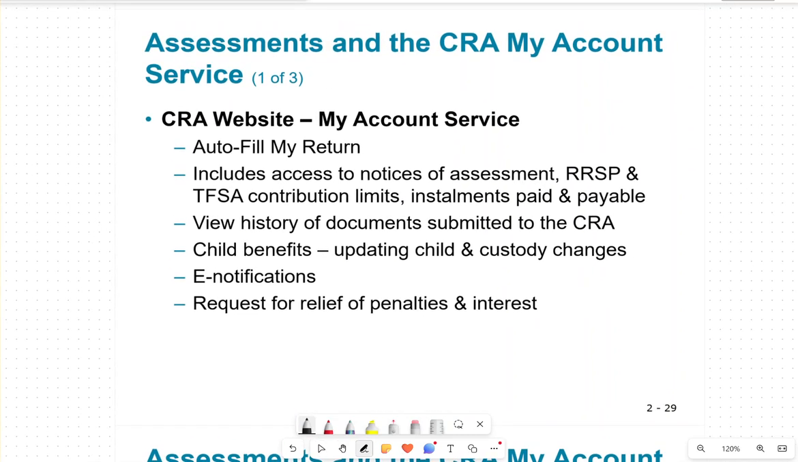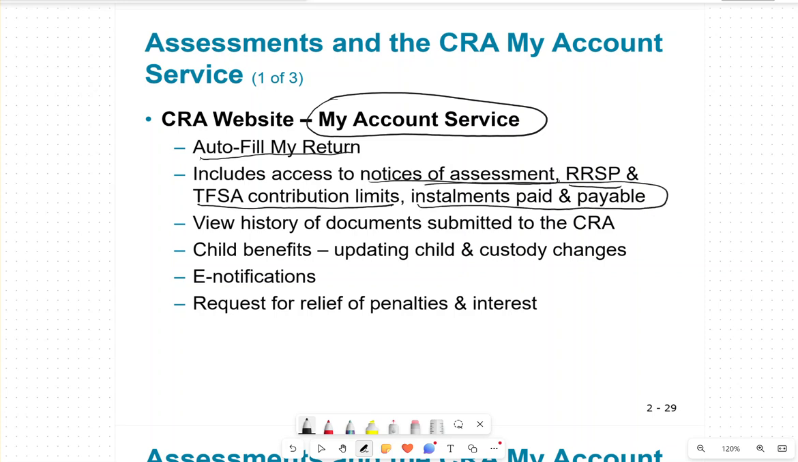Going further now, assessment and CRA My Account. A corporation is allowed to have a My Account and individuals are allowed to have their My Account too. When we're doing an individual return, what you could do is autofill your return. You could access your RRSP, your notice of assessment. You could find out how much contribution limit you have for the tax-free savings account. You can see how much money you owe and how much installment you have to make. You could view the history.